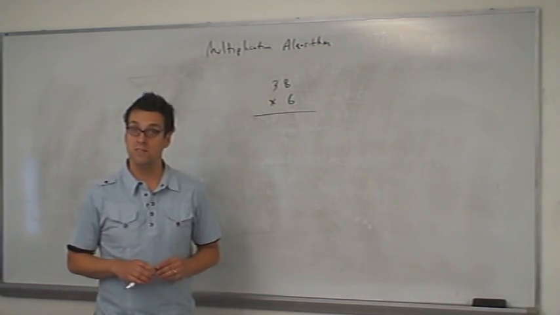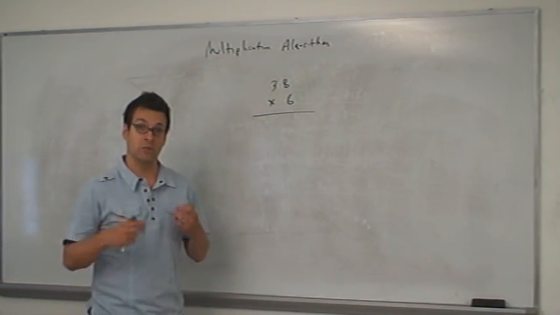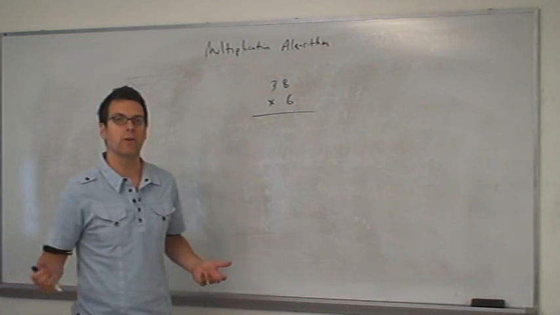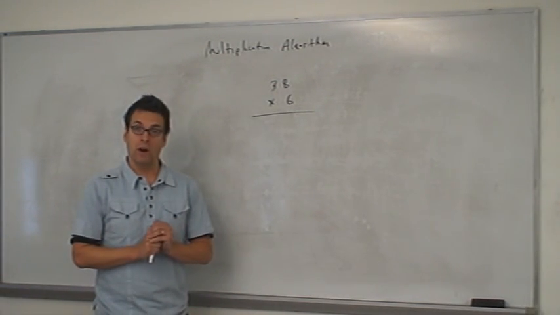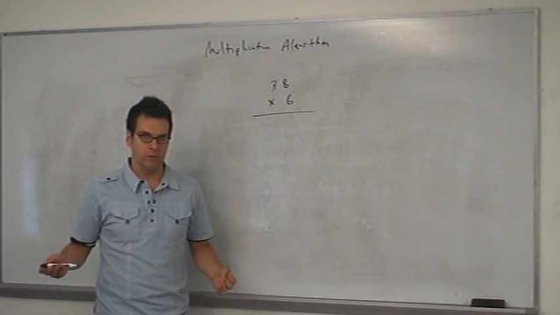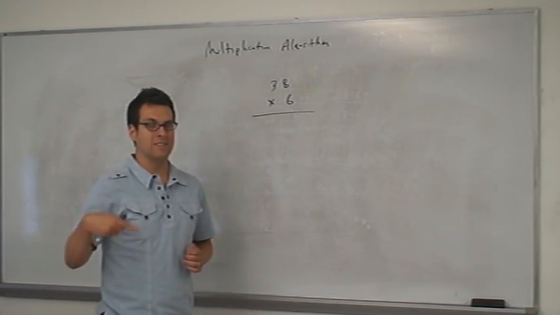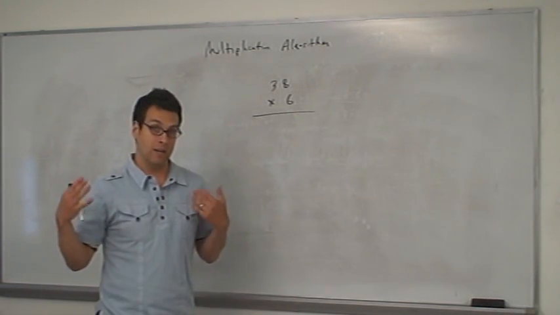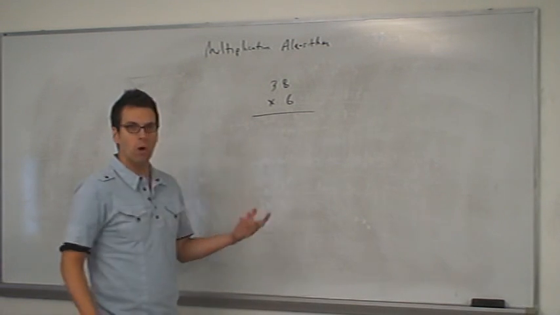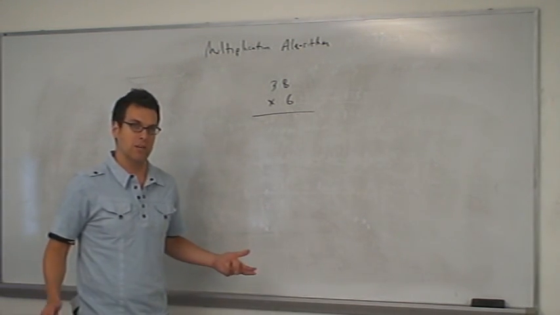Okay, now we're going to discuss the multiplication algorithm. That is the procedure for multiplying two numbers together. As we've discussed with our other algorithms, what you do not want to do as a teacher is just list steps of an algorithm without any understanding behind them. So imagine what would happen if you did that with multiplication.